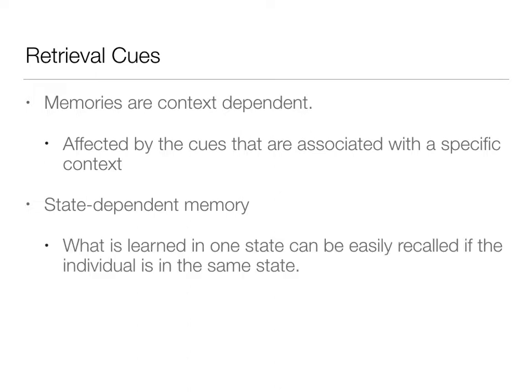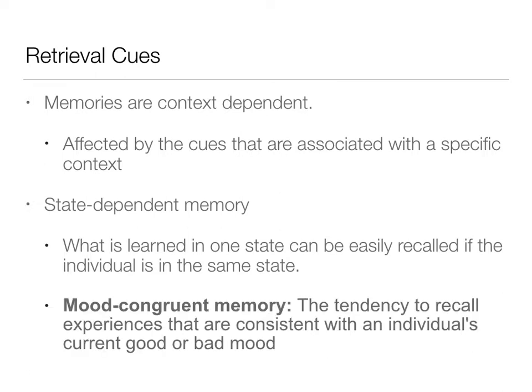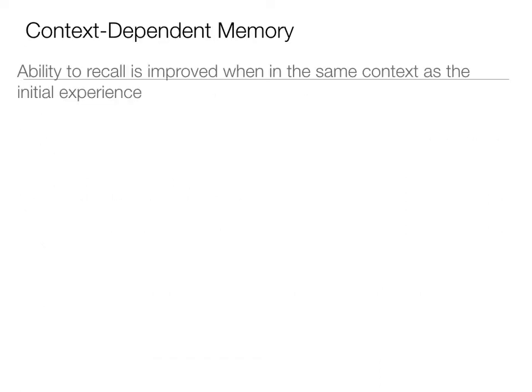And this is that memories learned in one biological state or one emotion are going to be easier to recall when we're in that same biological state or that same emotion. Just the way memories are easier to be remembered in the same context as that they were learned in. So the ability to recall is improved when we have the same context for recall as that information was learned in.